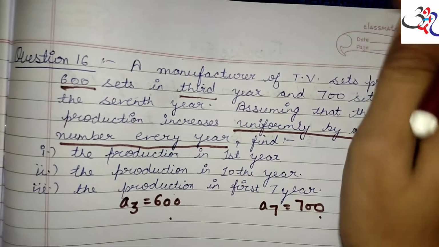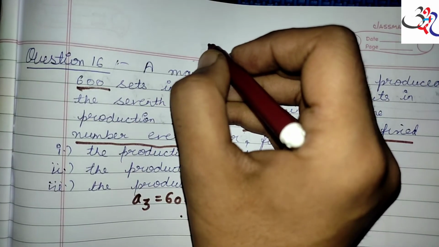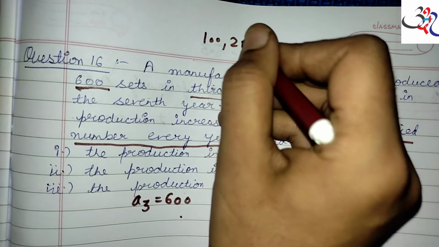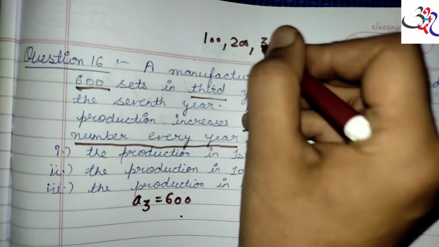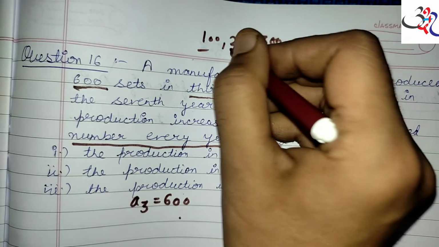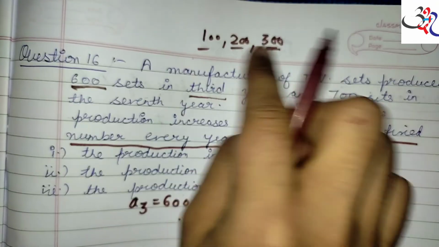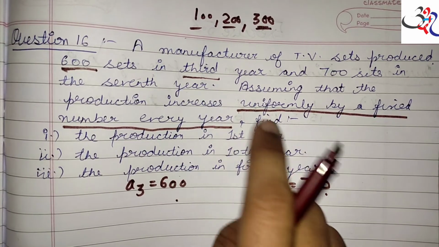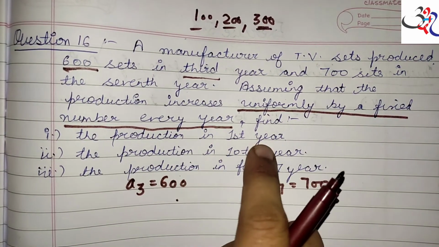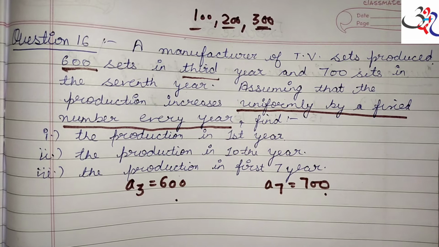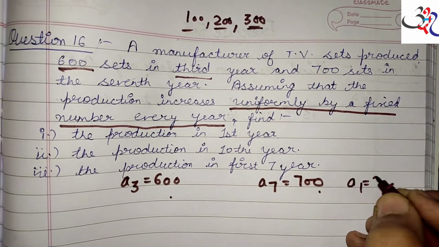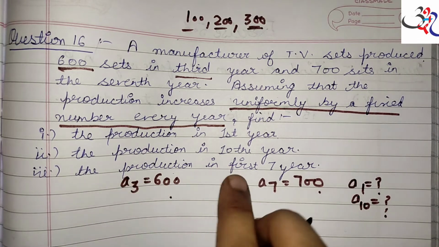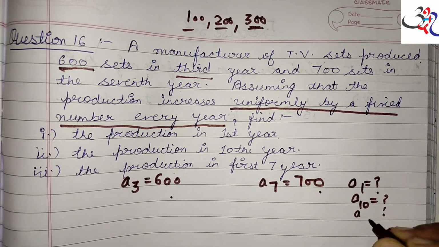Because production is increasing uniformly by a fixed number every year, that means they are forming an AP. In an AP, the common difference is always constant. The same uniform amount of production is increasing every year. Okay, so we have to find out the production in the first year, the production in the 10th year, and the production in the 7 years.